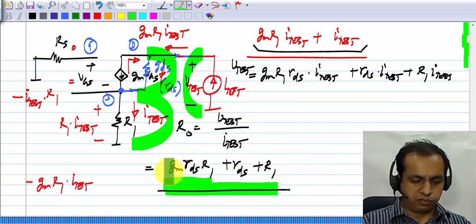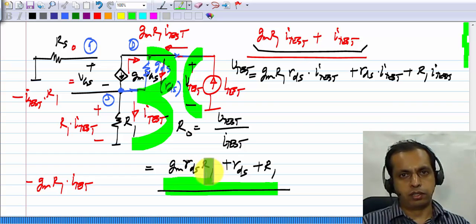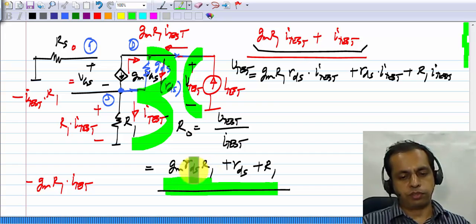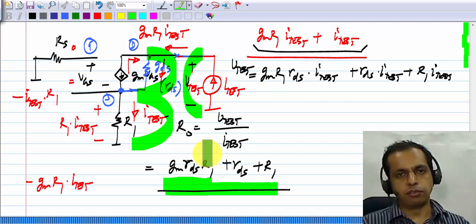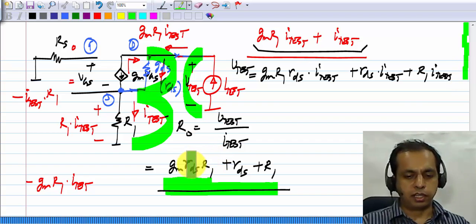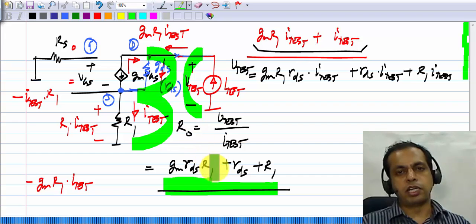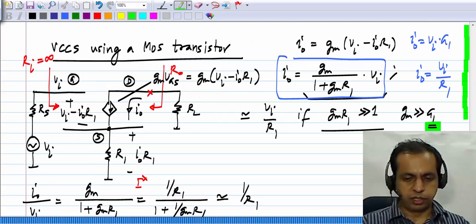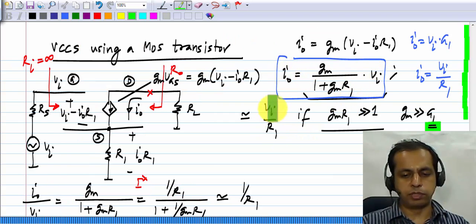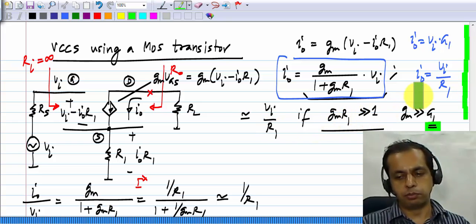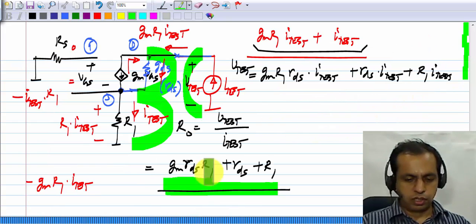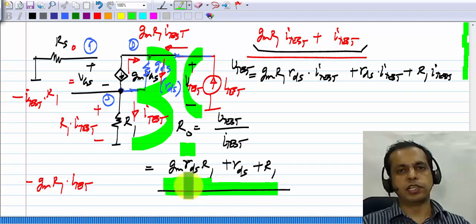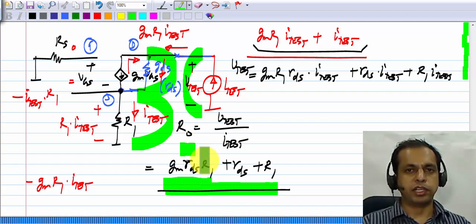Because we have this number here, GM times RDS times R1. Now GM times RDS is the inherent gain of the MOS transistor. So this value of R1 is multiplied by the inherent gain of the MOS transistor, which is likely to be quite a large number. Another way to think about it is that GM times R1 has to be much more than 1. That is for our negative feedback circuit to work properly, right? So here we see that for this expression to approximate Vi by R1, GM times R1 has to be much more than 1. So this number RDS here is getting multiplied by a number much more than 1. So the output resistance is going to be much higher than what you see in a single transistor.